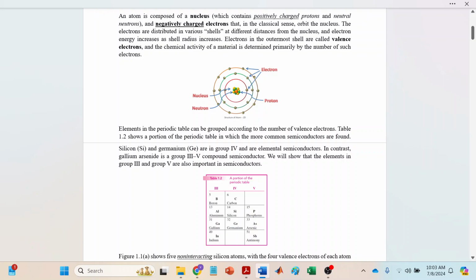For some atoms that have 3 electrons in their outermost shell, they are called group 3 atoms. Group 3 atoms are boron, aluminium, gallium, and indium. Then for atoms that have 5 electrons in their outermost shell, they are called group 5 atoms. As we can see from the portion of the periodic table, examples are phosphorus, arsenic, and antimony.